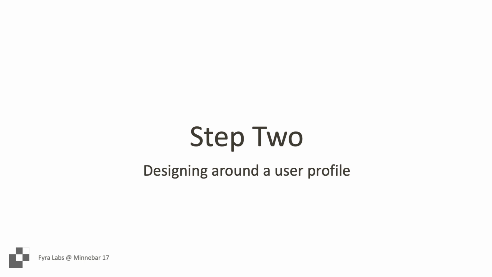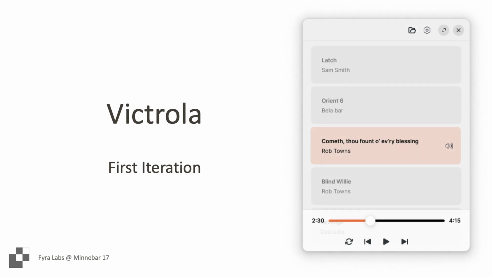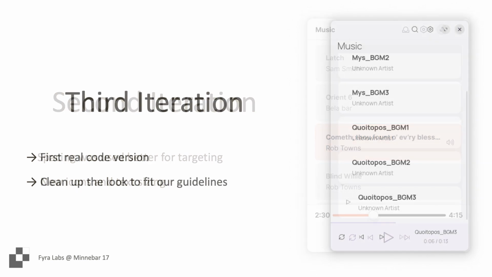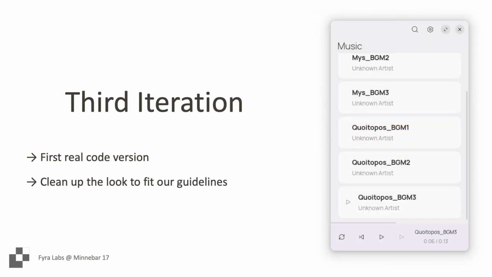So now step 2, we're going to design around one of these user profiles. This is our music app, Victrola. This is the first iteration of it. You can see it's kind of bland. So second iteration, we got some feedback from real people. We improved the spacing and made the text a little bit larger. Third one, first real code, and we cleaned it up a little bit, not really too much.